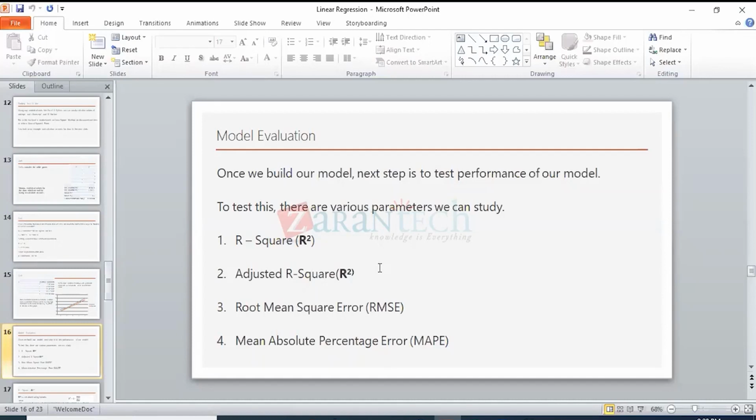Okay. So yeah, there are so many applications. See, these are a few. So wherever there is a numerical variable that has to be predicted, you can go for a linear regression model.